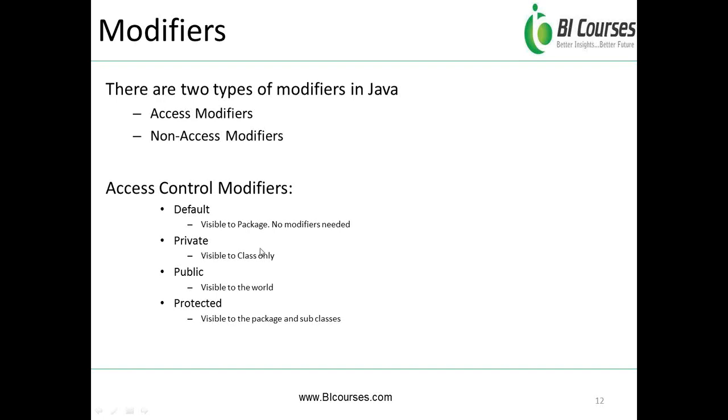And next one is private. This is visible to only the class, meaning if you define private int a in a class sample, this variable a is only visible to class sample. And public is visible to the world, so you can access it from outside the class as well. And protected is visible to the package and subclasses. If you subclass from any class, then you can access those protected variables.